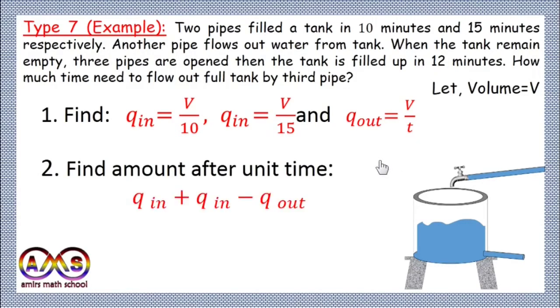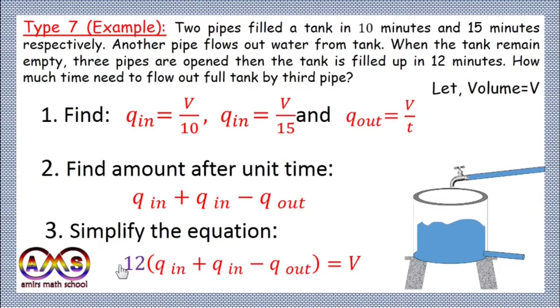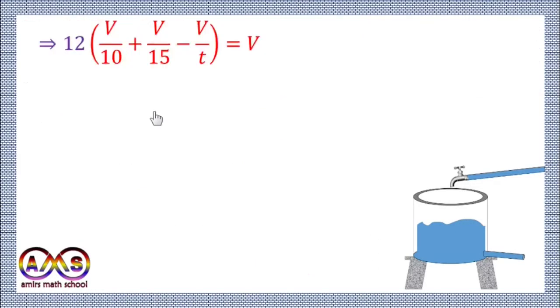We are going to find this value T. The amount after unit time is Q in plus Q in minus Q out. The final equation: the total time when all the pipes are open is 12. So 12 into (Q in plus Q in minus Q out) gives the total volume V. Substitute Q in as V by 10, the other Q in as V by 15, and Q out as V by T, which is equal to V.